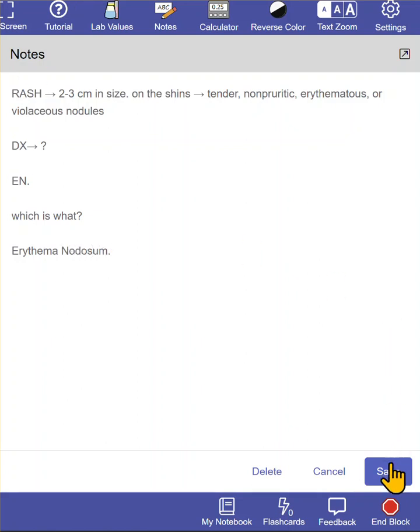Okay. So erythema nodosum is what? It's tender, it's non-pruritic, it's red, and you have violaceous nodules. If you have a pathology that is a rash on the shins, you should start thinking about erythema nodosum, basically. 2 to 3 centimeters in size.